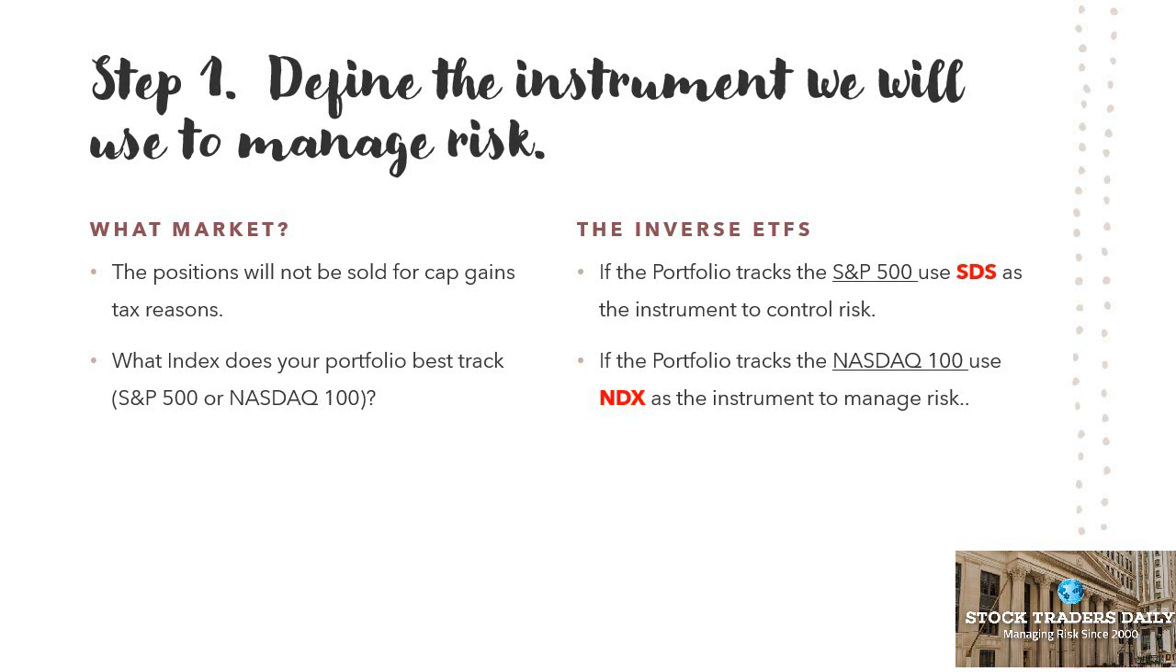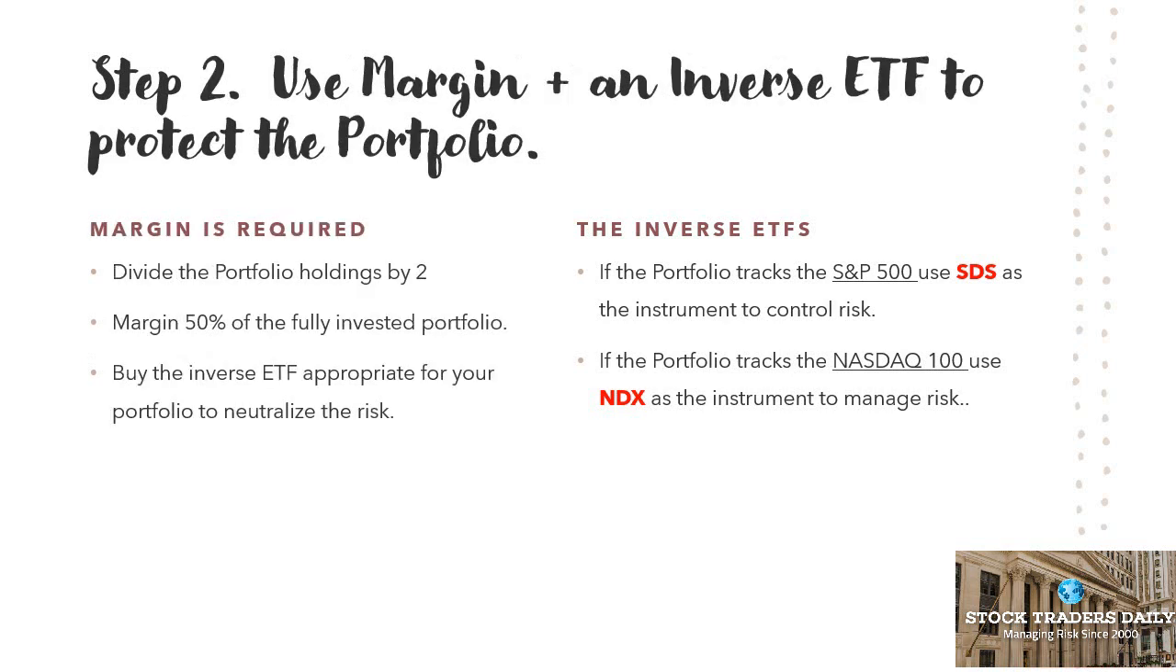I'll show you what I'm talking about. In this example, let's assume it tracks the S&P 500. The double inverse ETF on the S&P 500 is SDS, Sam David Sam. And we will use that plus margin to protect risk. Yes, I said we will use margin and a leveraged inverse ETF to remove risk.